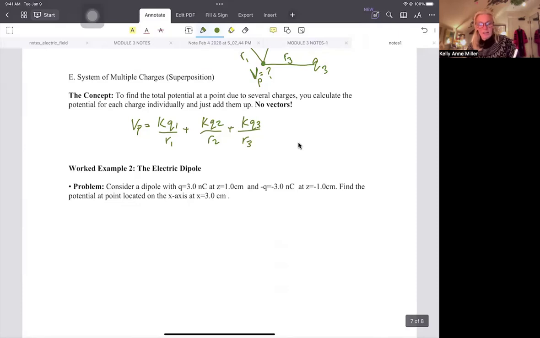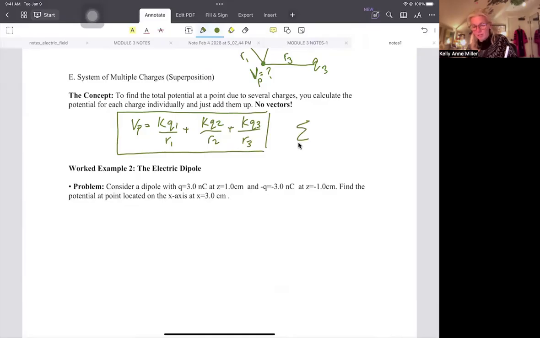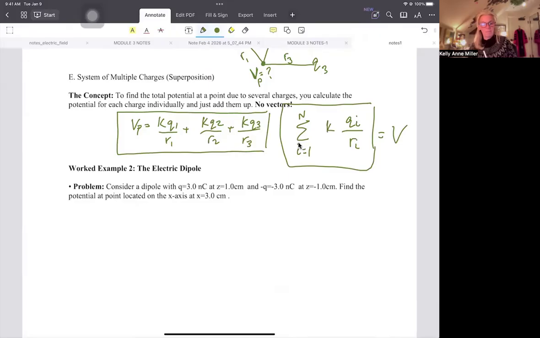So that generalizes to the sum of all of the potentials. If I had some collection of n charges, I could just sum them up over however many charges I had. So this is basically superposition for how to calculate the electric potential at a certain point.